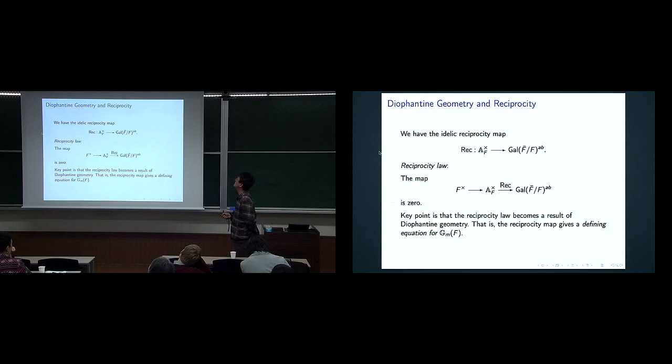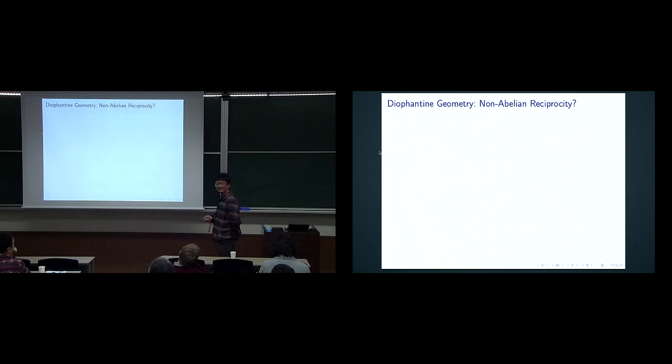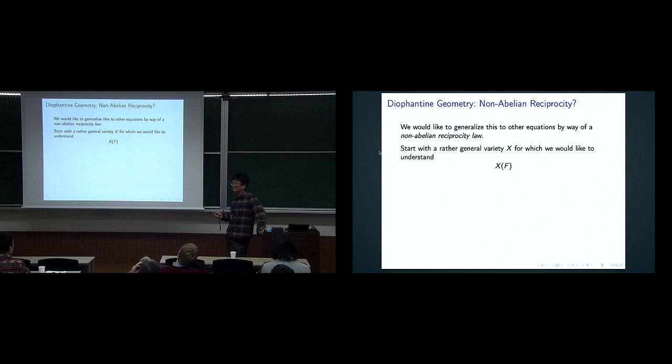And this is what we'd like to generalize. A kind of non-abelian reciprocity law of some sort. What sort? Well, I'd like to start with a rather general variety whose F-rational points we'd like to understand, describe in some way. And as usual, we would like to use this inclusion into the idelic points because, as indicated earlier, this is usually an easier set to understand. We'd like to understand this as a subset of the idelic points, but because maybe I didn't state this so clearly before, the cost of studying this easier set is that it's harder to understand how this is inside it.